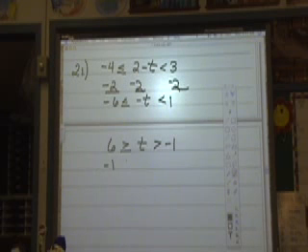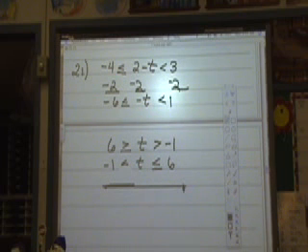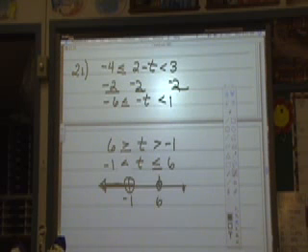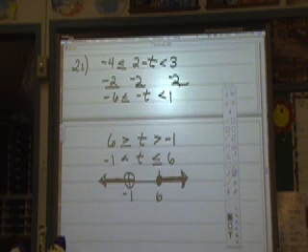-1 is less than 2x, less than, you're right, which is less than or equal to 6. And what kind of circle at -1? Open. Shaded to the left. And at 6? Shaded to the right. Right. And the last one.